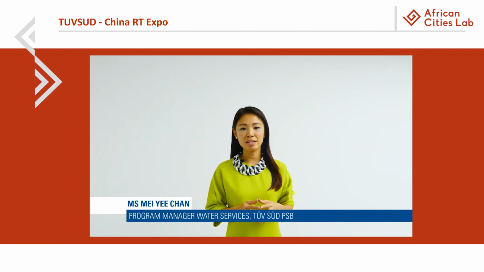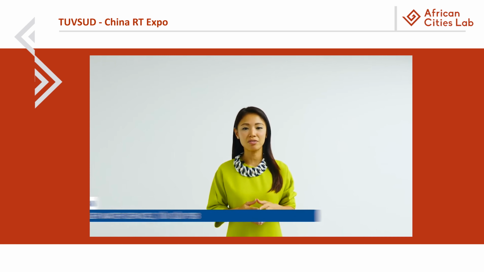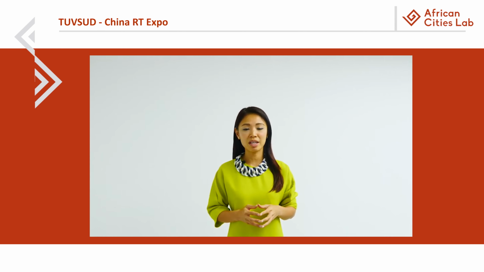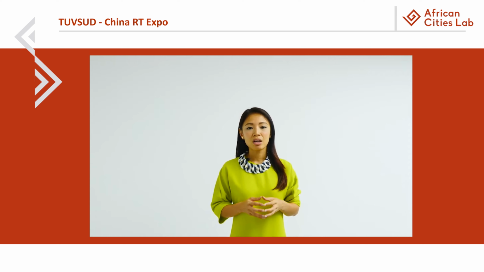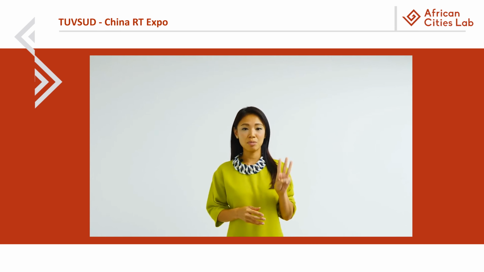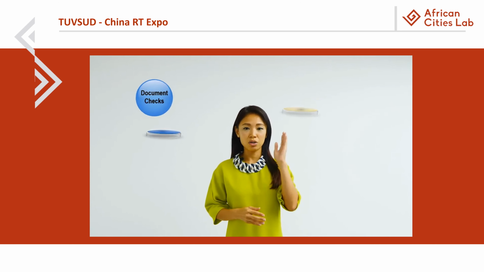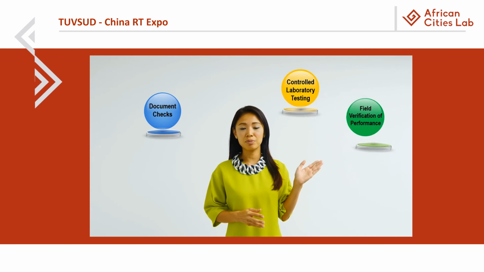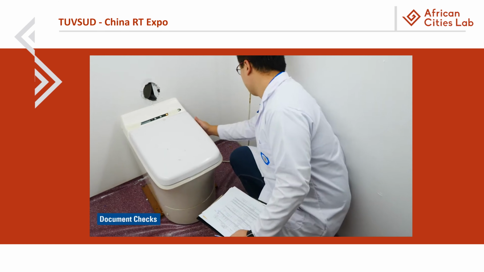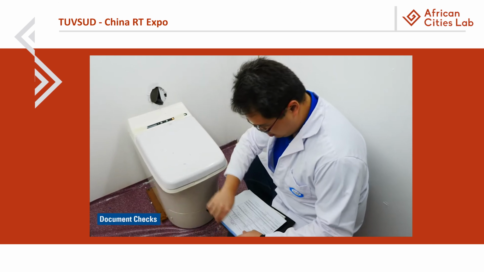TÜV was nominated as project leaders for Project Committee 305. After spending the last 3 years in validating the ISO 30500 with experts, we are now ready to move into the next phase of validating the standards. With our expertise as a certification and testing body, we have conducted testing with manufacturers on different types of sanitation technologies. The standard can be broken down into three main parts: document check, control lab testing, and field verification of performance. The first component to meet the certification of the standard is to comply with the required document checks.